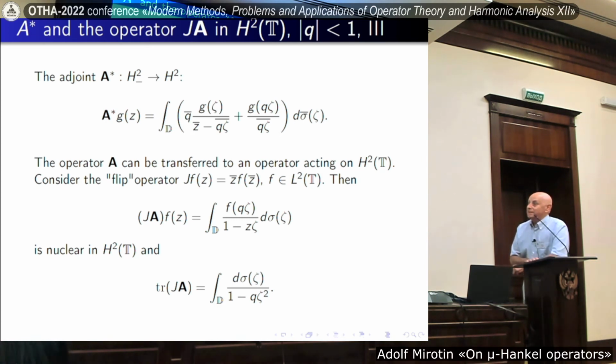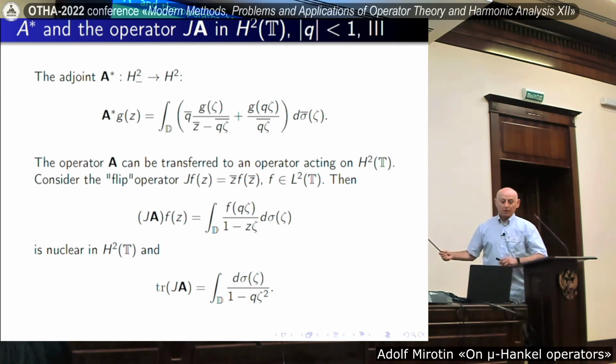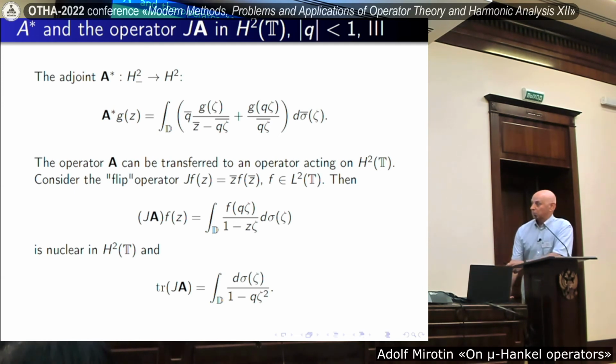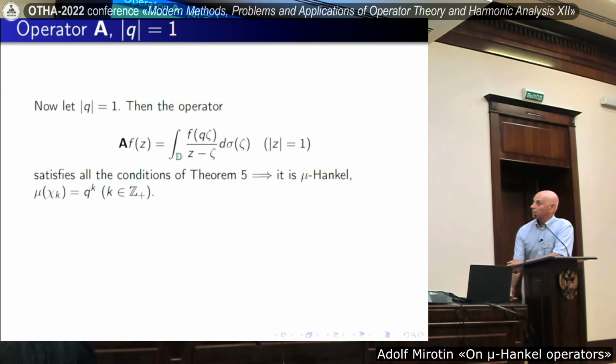And since this operator acts in the Hilbert space into itself, we can consider the trace. This operator is nuclear, and we can consider the trace of this operator. The trace of JA has the following form. And we can consider also the case where the absolute value of q equals 1.